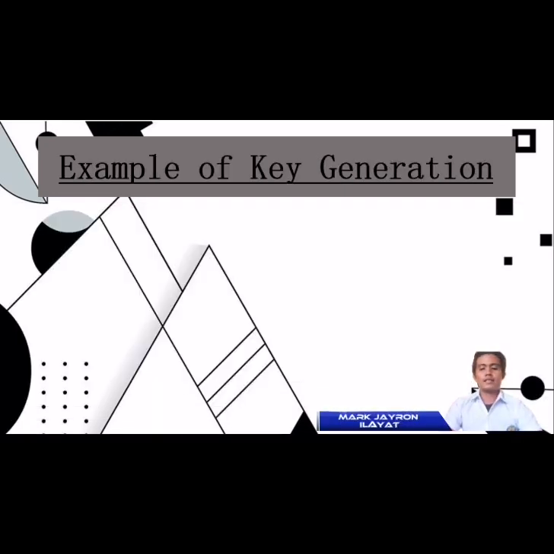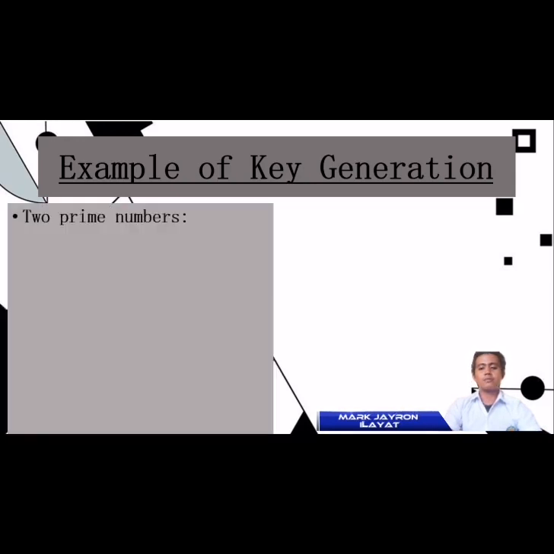Now, let us see the example of key generation steps. First is to consider two prime numbers. We will use P is equal to 3 and Q is equal to 5. You can use any two prime numbers you want. The next step is to calculate the value of N. The formula is N is equal to P times Q, where 3 times 5 is equal to 15. So the value of N is 15.